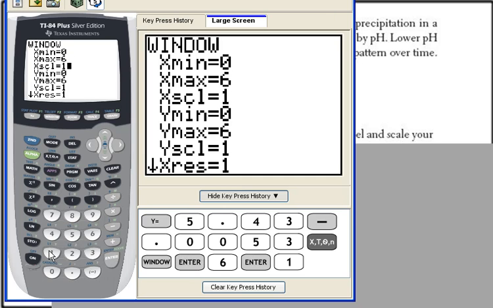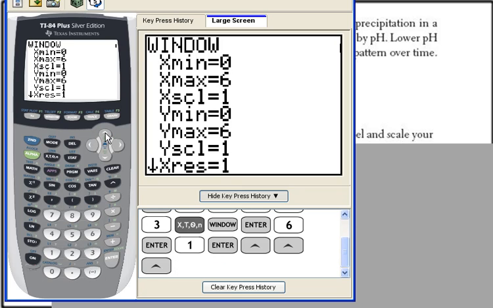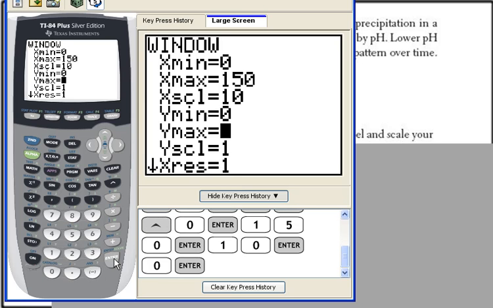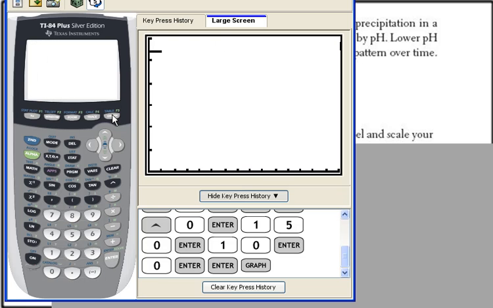So it's just going to be little tick marks every 1 on the scale. The weeks, I'm doing this backwards. The weeks go from 0 to 150. And I don't want to go by ones here because it'd just be a big blurry line. So I'll go by 10, as we did in class today. And then the pH values can't go below 0, and they start at 5.43. So I'm going to go up above that to 6 and make the tick marks 1. And when I hit the graph button, I get this line right here.